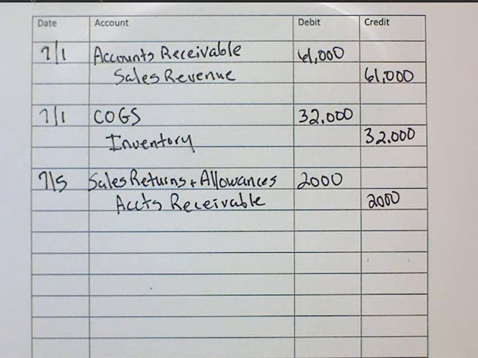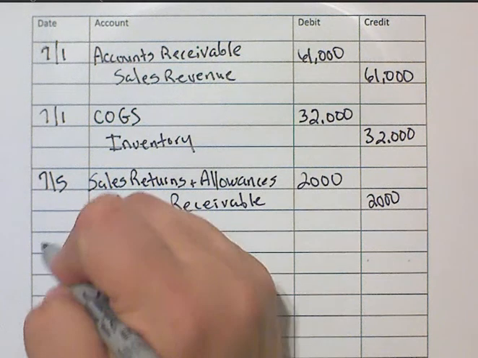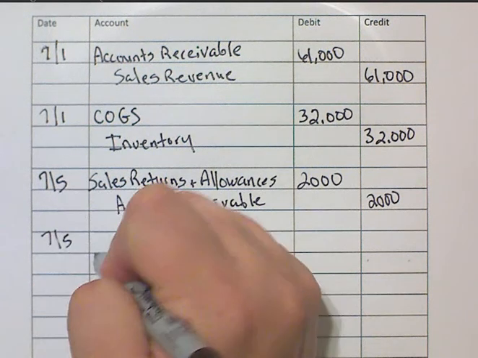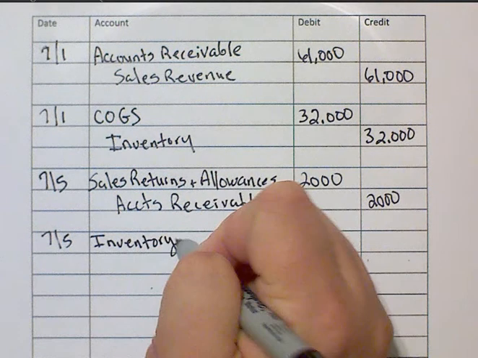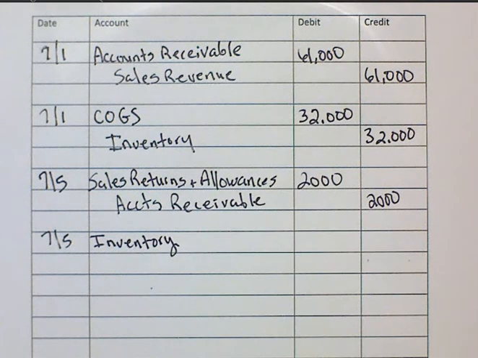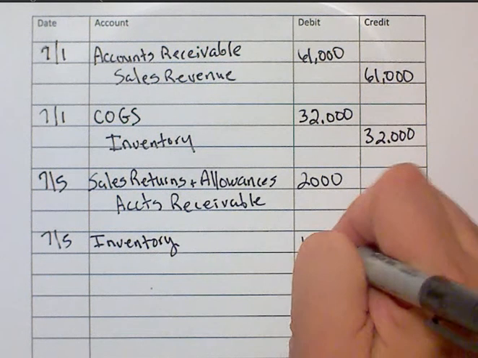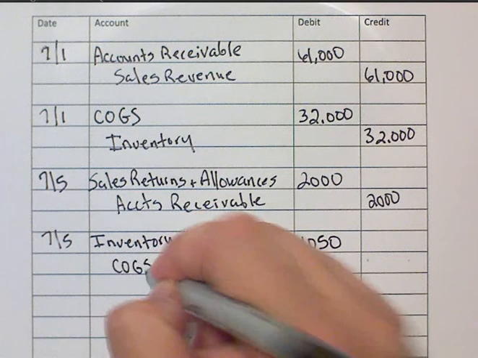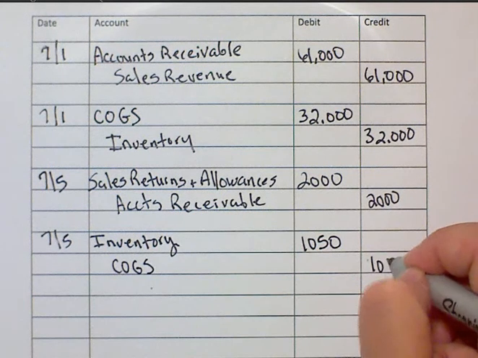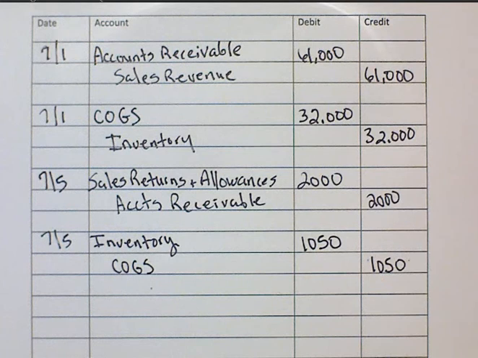And then we need to add the goods back to our inventory at cost. So we're going to debit inventory for the cost of the goods, which was $1,050, and deduct that amount from our cost of goods sold because the inventory is coming back. So we credit cost of goods sold for $1,050.